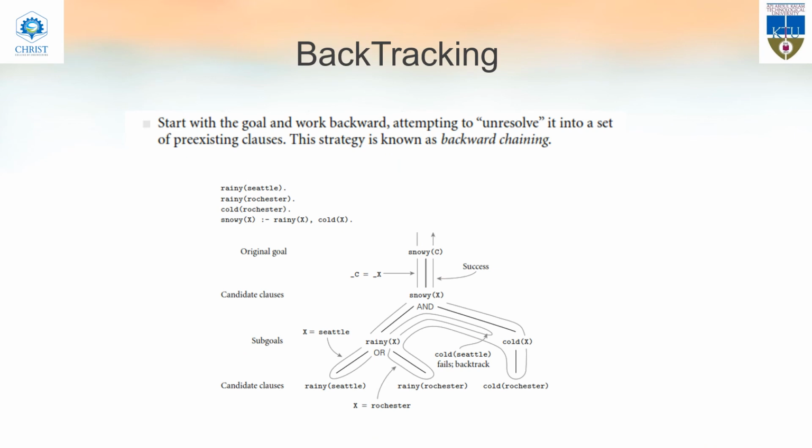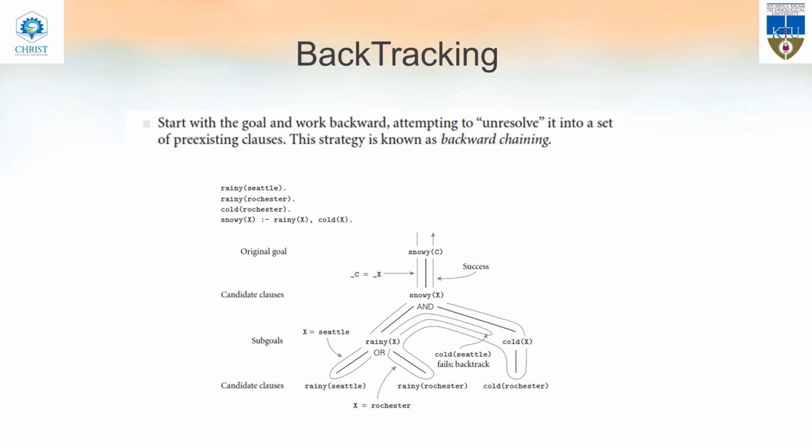Now we'll move to the last topic, that is backtracking. So what is backtracking? Backtracking means we'll start from the goal. You will start from the goal and you will just resolve by going to the pre-existing clauses. You will start from the goal and try to reach the pre-existing clauses. That is called backtracking. So let's see here.